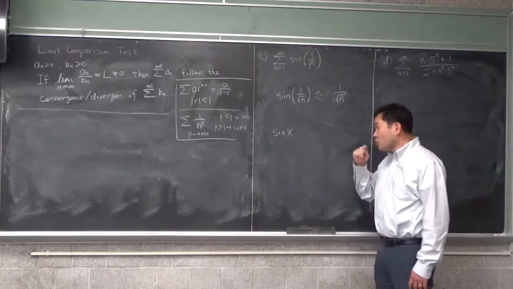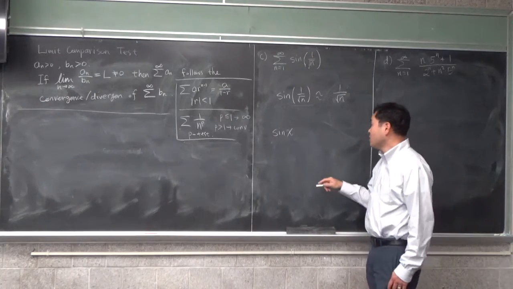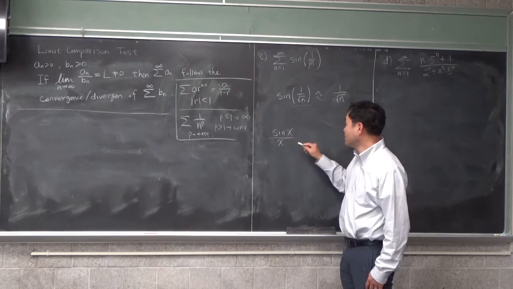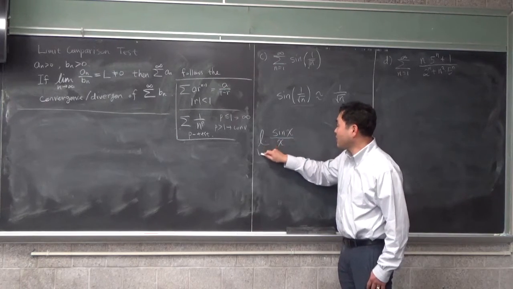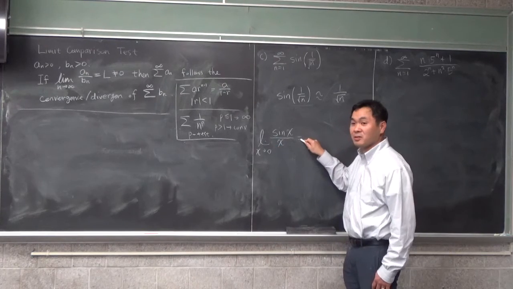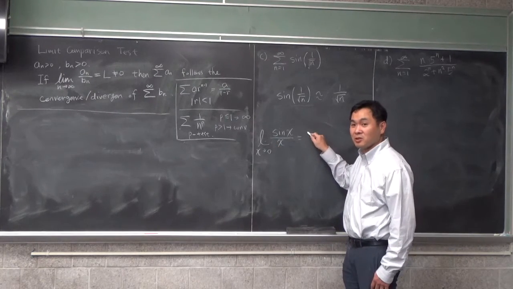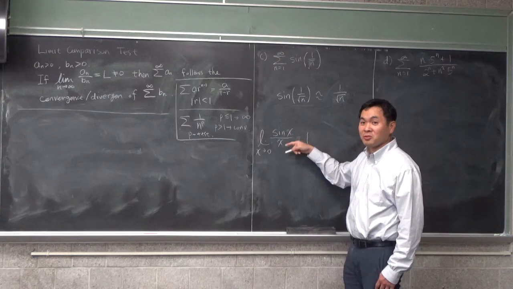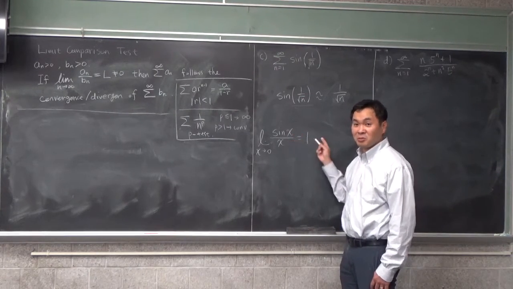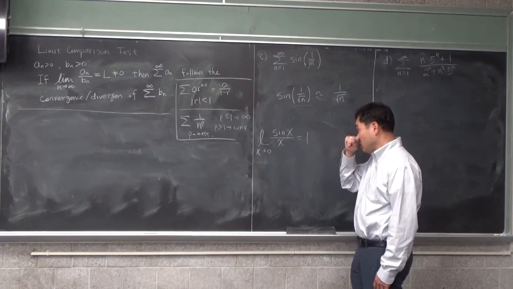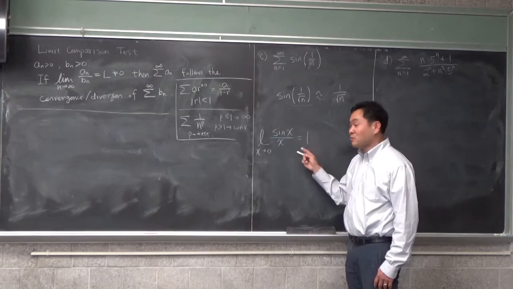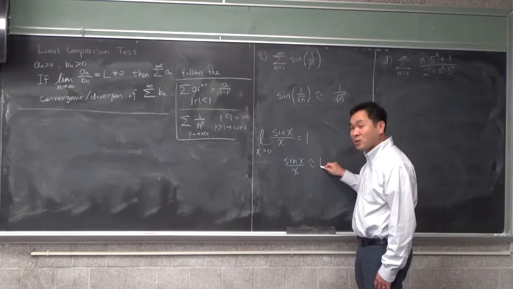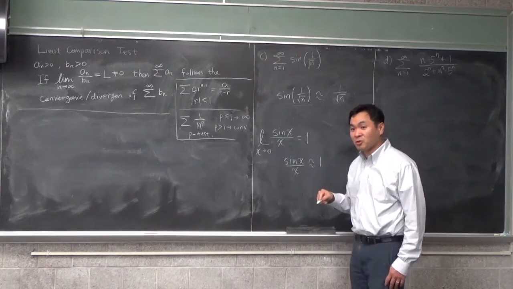So even if you don't know Taylor series, we learned that sine x over x has limit as x goes to 0. What was the limit? 1, right? We learned that in Calc 1. Or you can also use L'Hopital's, differentiate top and bottom, and get 1 as well. But what does that mean? That means that sine x over x is similar to 1 when x is really small.